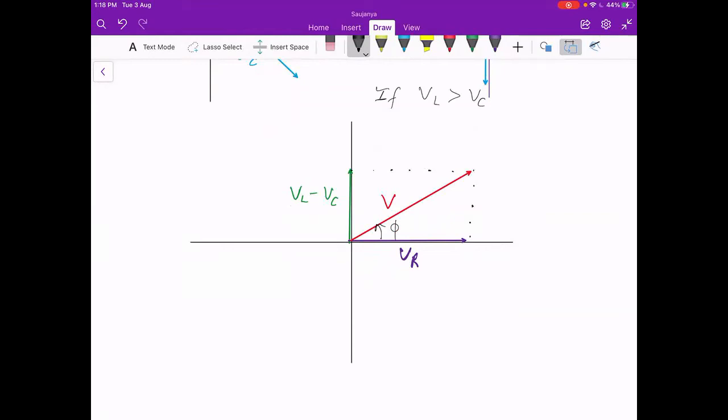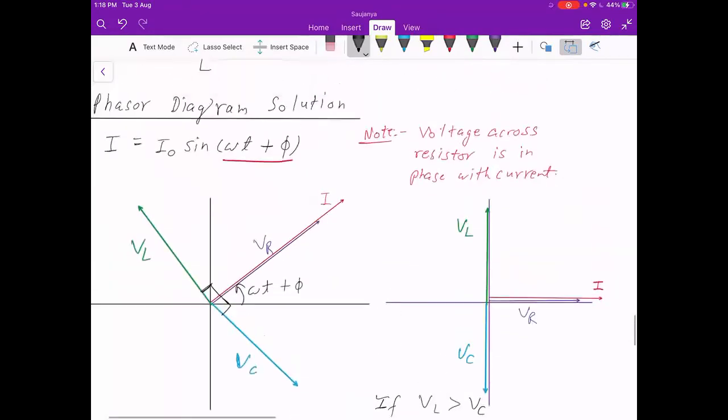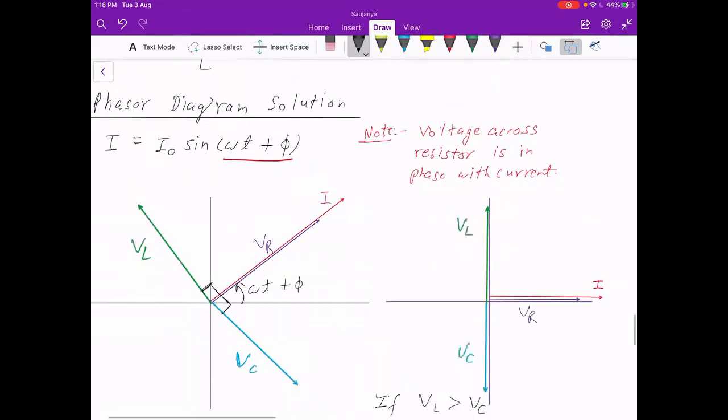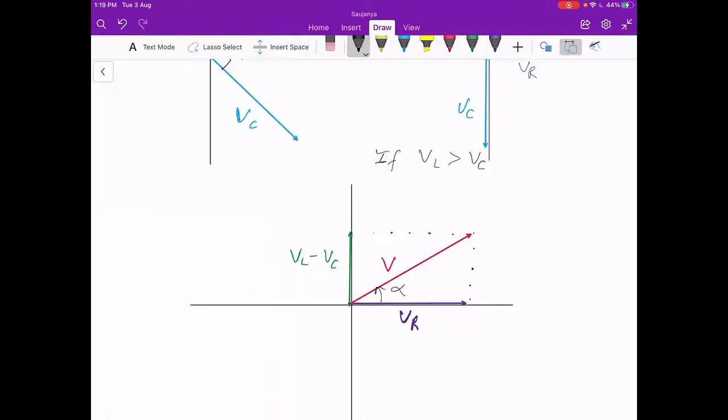Let me call it alpha in that case, because I don't want you to confuse this phi with that phi. That phi was earlier. Now there is no phi because I rotated it to the x-axis directly. So I'm calling alpha the phase that the final voltage makes with the resistive voltage as well as the current. Current and resistive voltage being in the same phase have a phase difference of alpha with the final voltage.